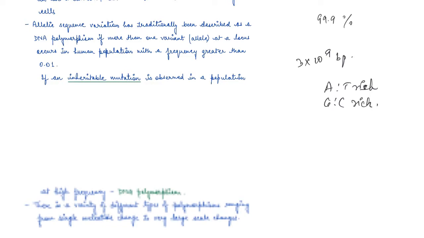Now, there is a variety of different types of polymorphism, ranging from a single nucleotide change to a very large scale change. And in evolution and speciation, this kind of polymorphism plays a very important role in the process of evolution, right? Now let's see what happens in DNA fingerprinting.